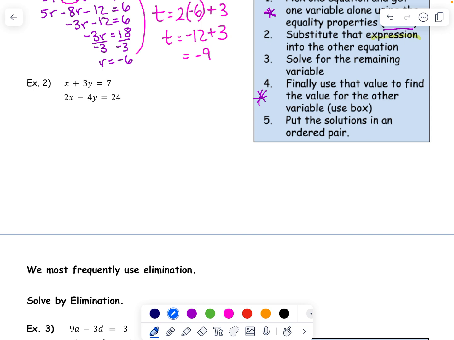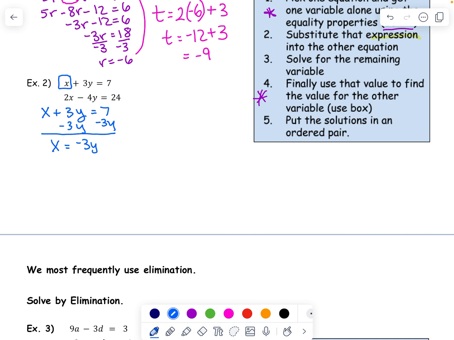Okay, for the next example, unlike the last one, which had a variable alone, this one doesn't. But you can see that this has a coefficient of 2, this has a coefficient of negative 4, this has a coefficient of 3. In order to solve for those variables, we would probably get a fraction at the end. We might not, but we have a chance to get a fraction at the end. But this x does not have a coefficient, so we're going to go ahead and choose this equation and solve for x, or get x alone, by subtracting 3y.